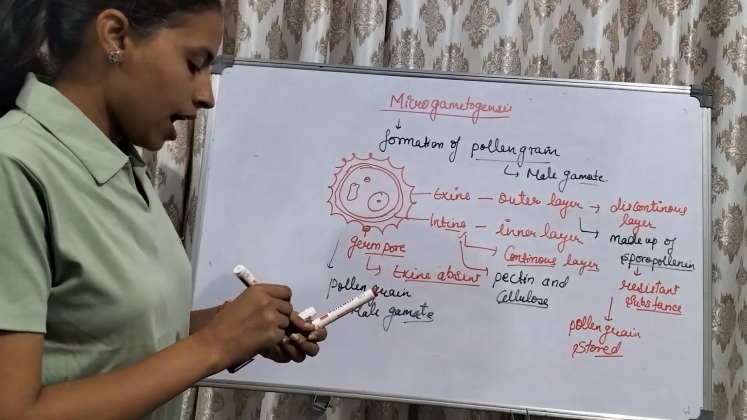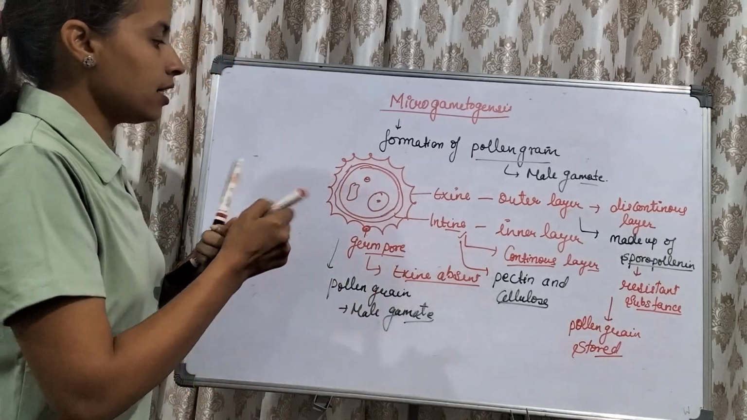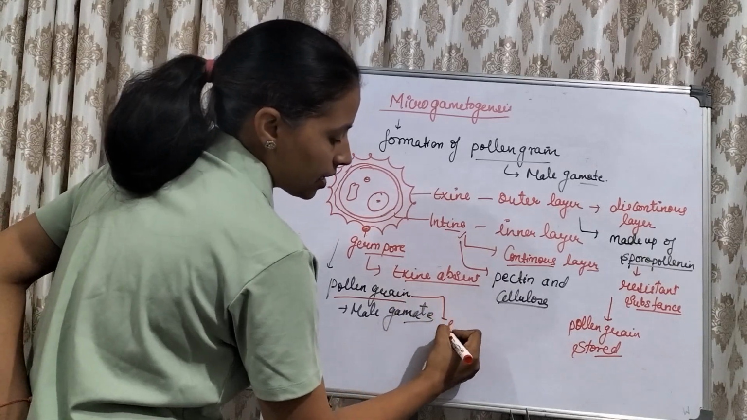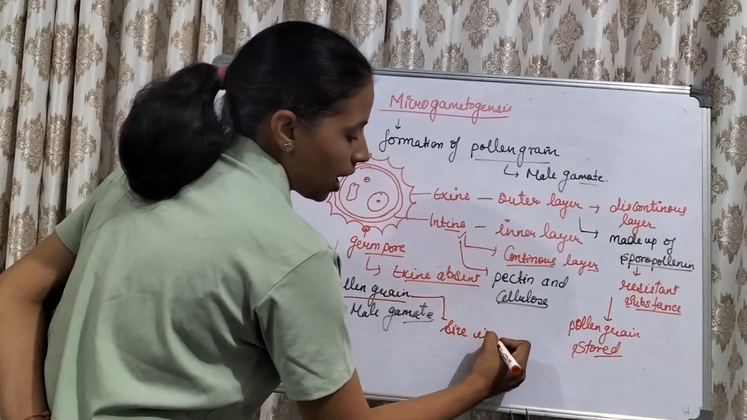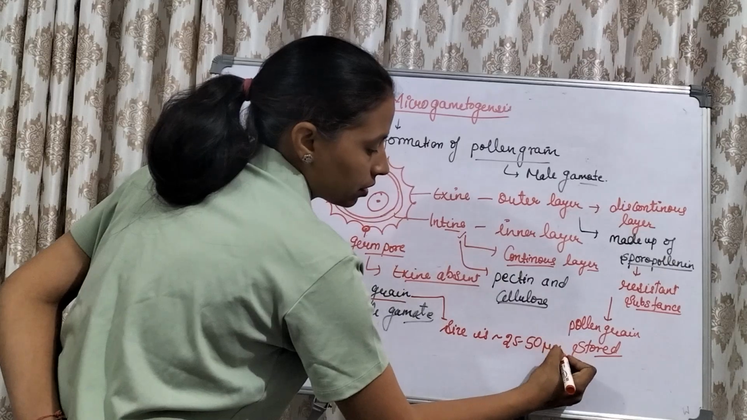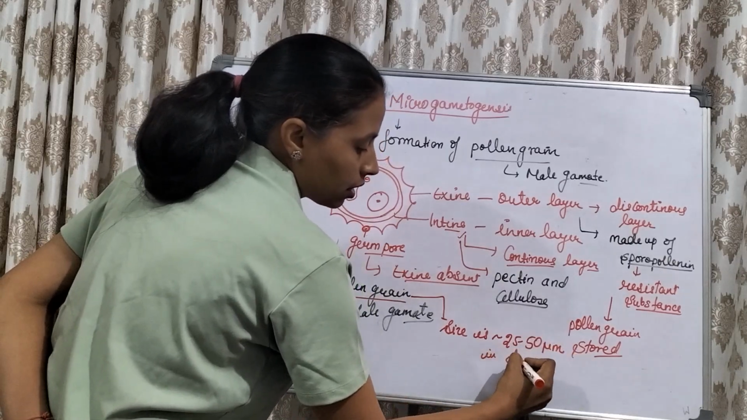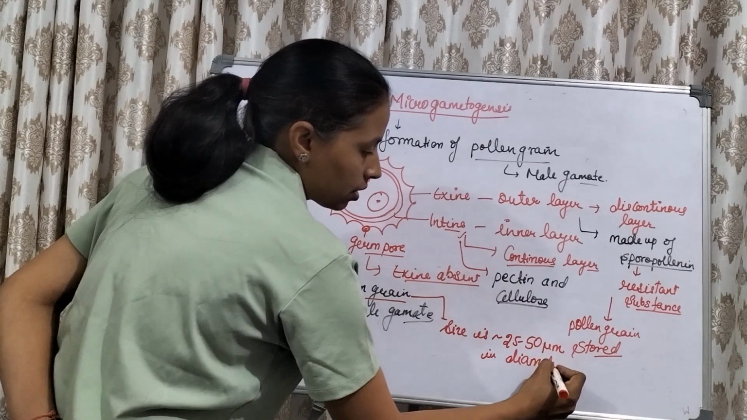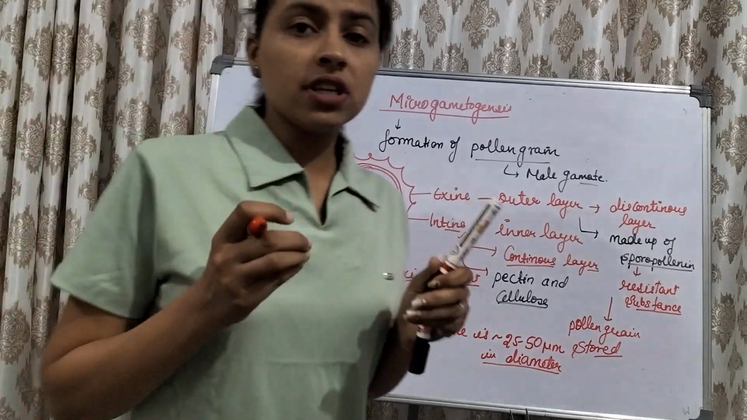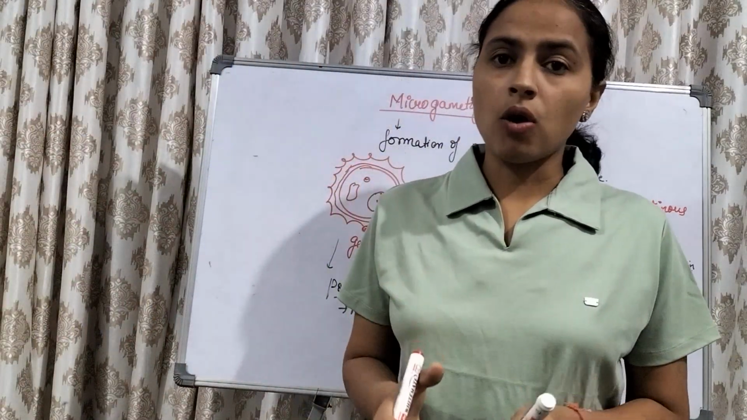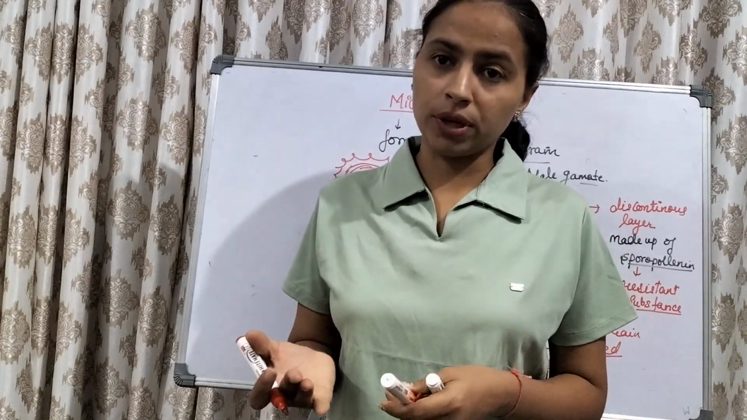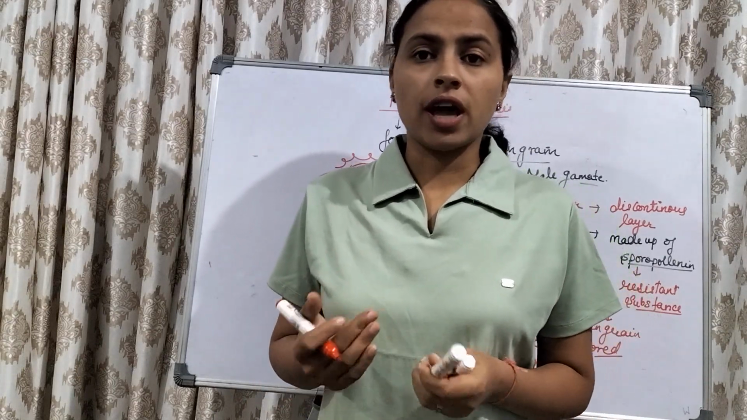And the last thing is that the size of a pollen grain is approximately 25 to 50 micrometers in diameter. So this is simply about the formation of pollen grains, how the pollen grains are formed. Okay, so thank you so much.